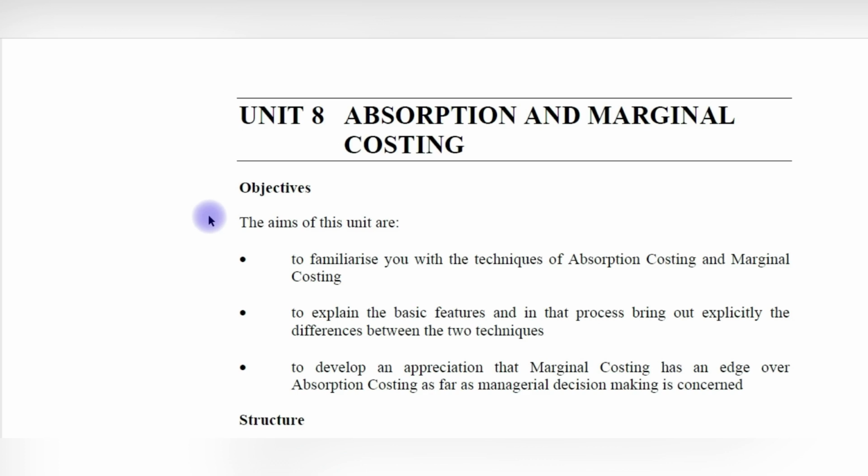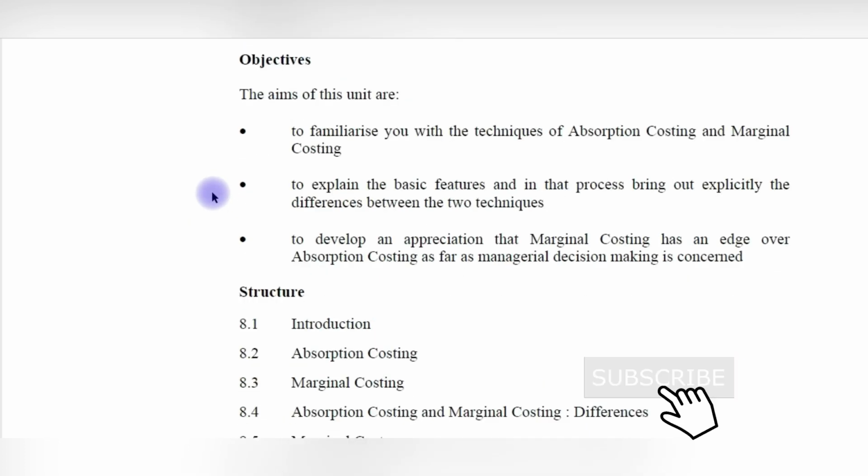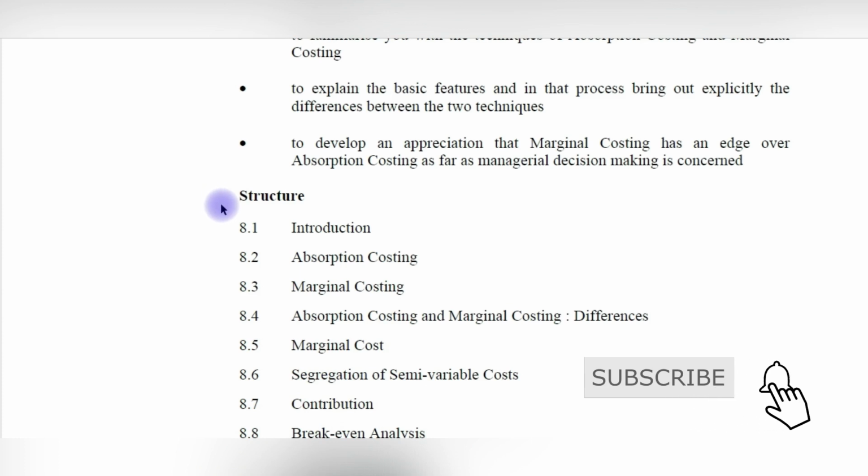This is unit number 8, absorption and marginal costing. In the previous video, we have seen the definitions of marginal costing and absorption costing, the difference between marginal costing and absorption costing, and how to prepare an income statement using both these types of costings. In this video, we are going to see this topic, segregation of semi-variable costs.